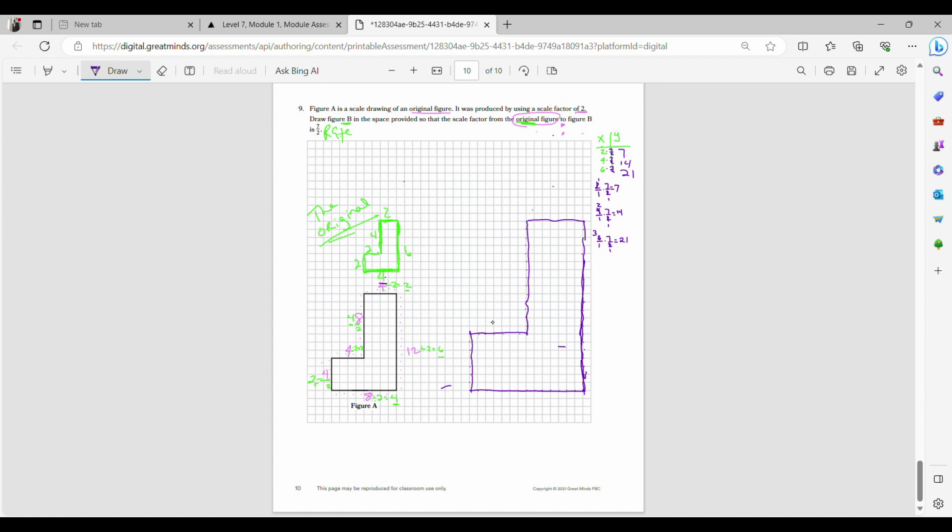Alright, so the sides of 2, this is 7. This is 21. This is 4. 4 is 14. 2 is 7. This isn't 7. What are you talking about? Top is 7. And this is figure B.